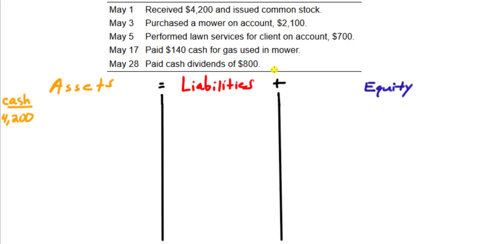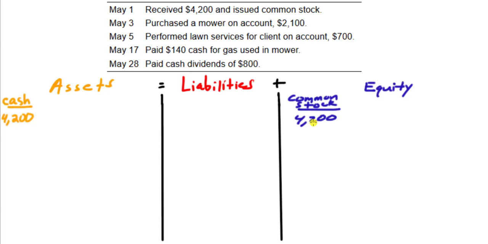Did we borrow it from the bank? No. Did we run the business and generate revenue? Did we earn $4,200 profit? No. Some external investor gave us money, gave us an asset in exchange for shares in the business. So the common stock increased. This cash came from common stock. So the common stock account increased by $4,200.